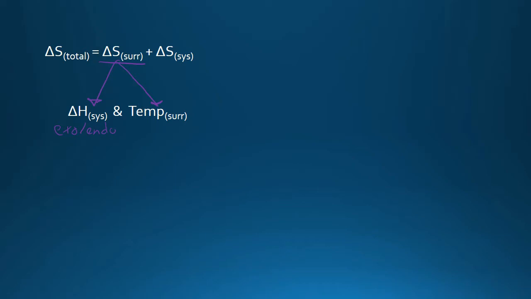So how can we work these two things, which we can measure? Because delta H of a system, we learned back in 5.2 and 5.3 and so on and so forth. We've been learning about that one. And then, of course, we can measure temperature. So how can we relate these two? Well, delta S of the surroundings is proportional to the negative delta H of the system.